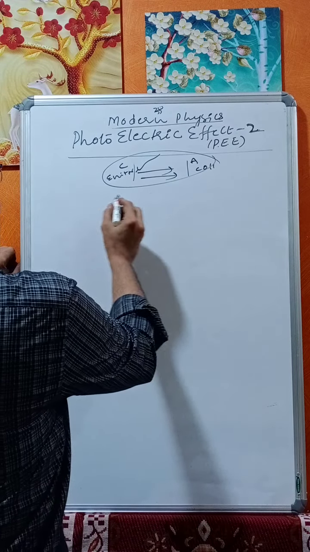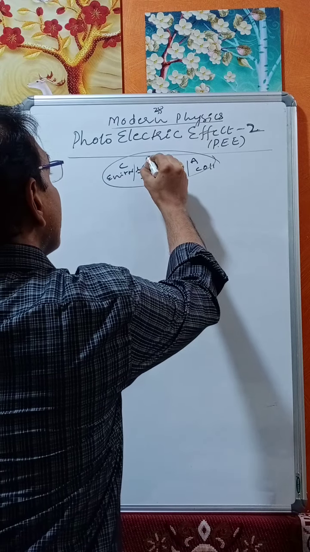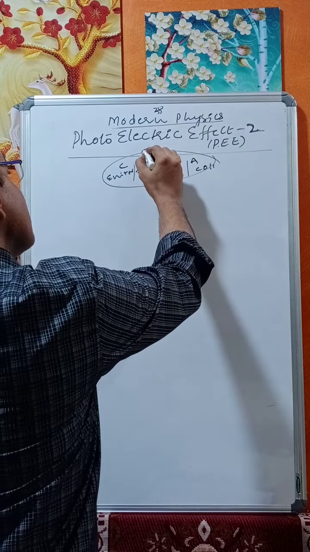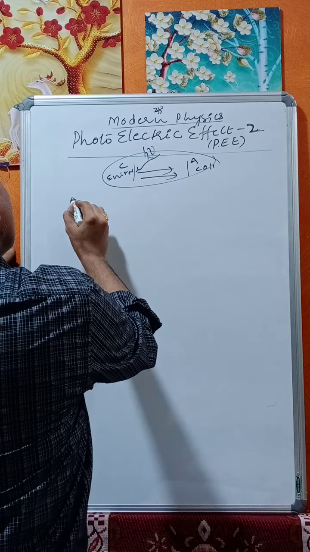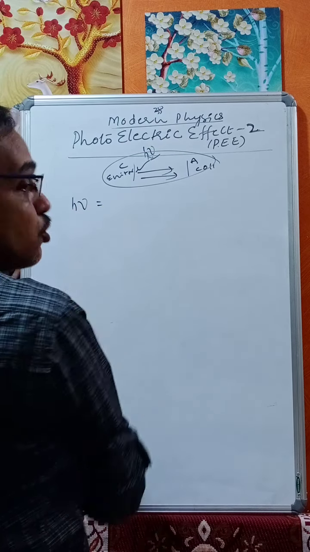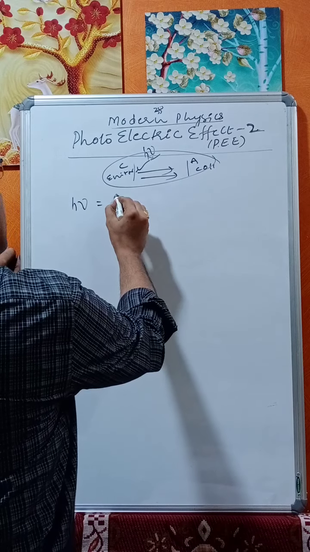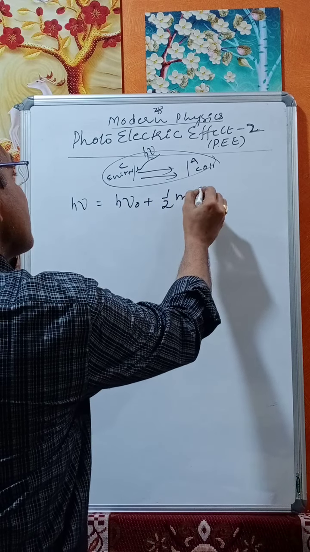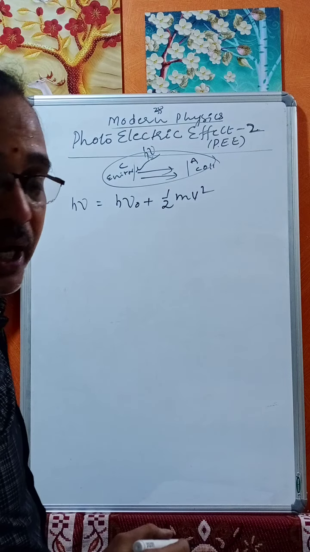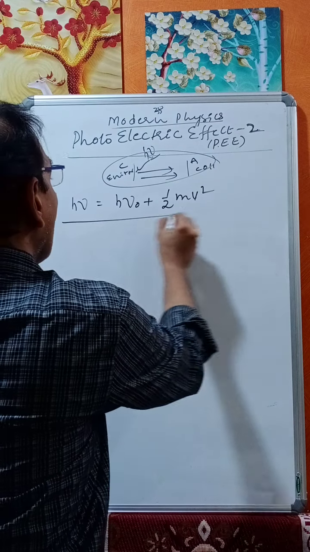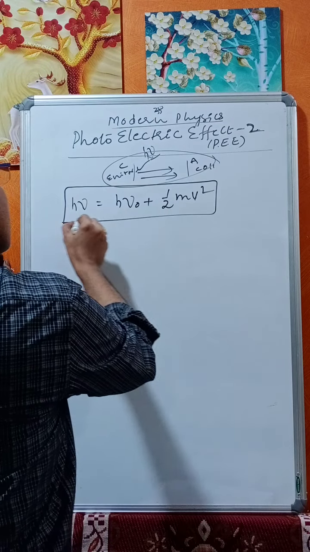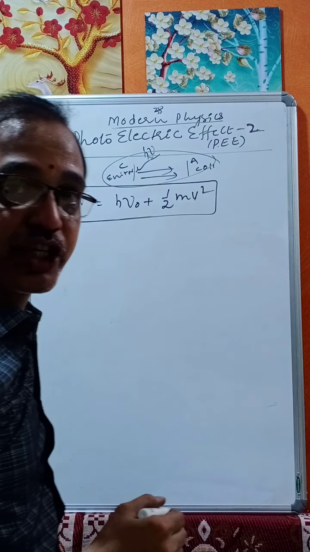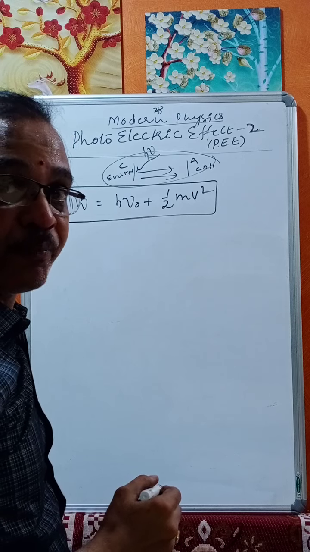Now, what is the photon energy when radiation falls? This is radiation. What is its energy? Energy of radiation is h nu. Therefore, h nu is equal to h nu naught plus half mv square. You can put all this in the form of an equation: h nu is equal to h nu naught plus half mv square.